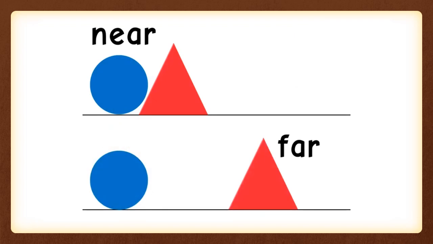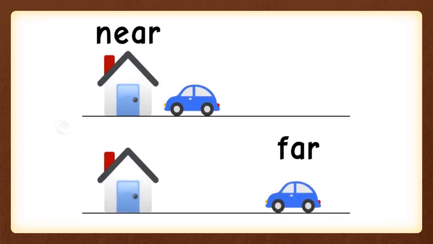Here in this picture you can see a circle and a triangle. In the first picture, the triangle is near the circle, whereas in the second picture, it is far from the circle. In this image, there is a house and a car. In the first picture, the car is near the house, whereas in the second picture it is far from the house.